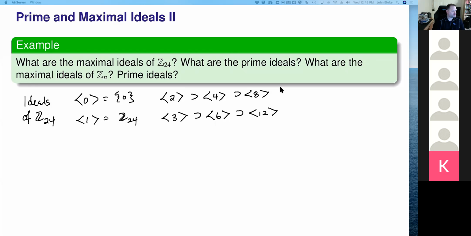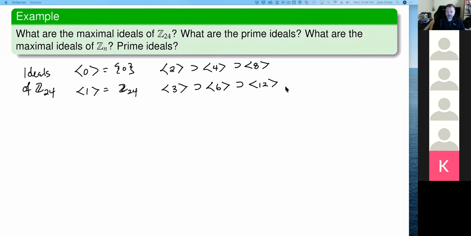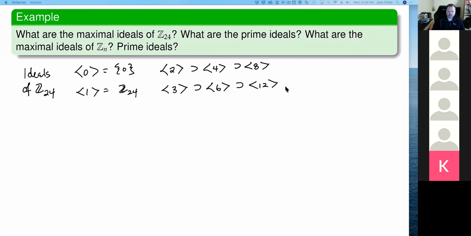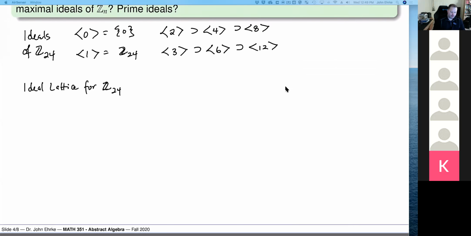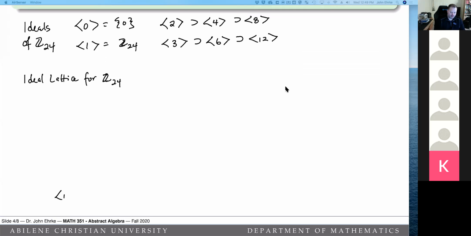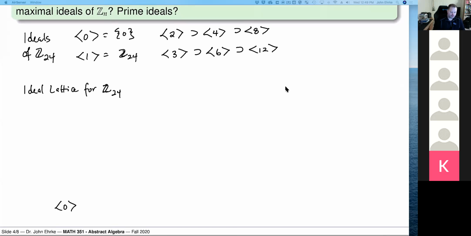So we have this sort of structure which lends itself really well to creating what's called an ideal lattice, which is similar to a subgroup lattice that we might have talked about when we were doing groups. But the ideal lattice for Z24 looks like this. You start at the bottom with the 0 ideal. Then the 2 smallest ideals above that, this is the smallest ideal. The next smallest are the multiples of 8 and the multiples of 12.